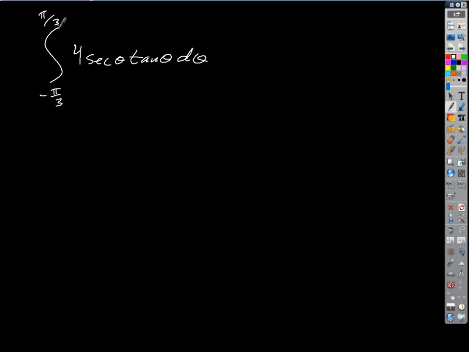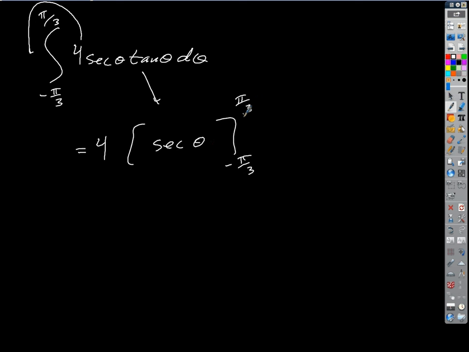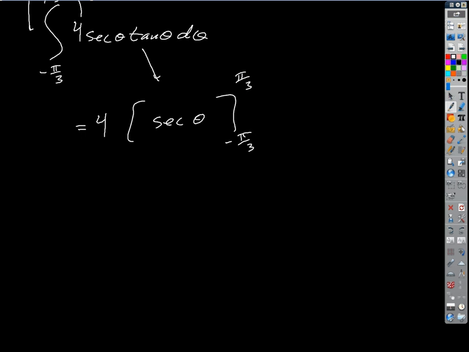Secant theta, right? Okay, so if we pull that 4 out front, we don't need that inside. So this is going to look like 4 times the antiderivative of secant theta tangent theta, which is secant theta, and we're going to evaluate that from negative pi thirds to pi thirds. So what do we get then?